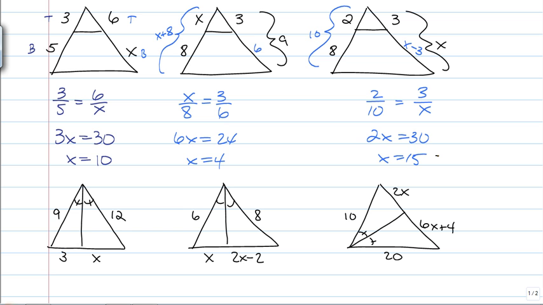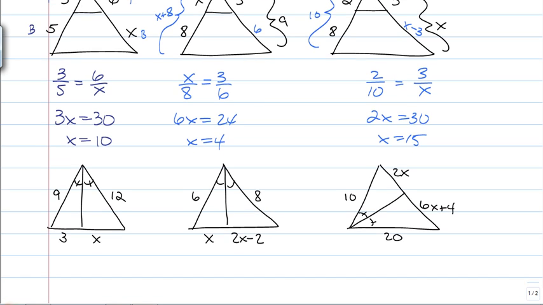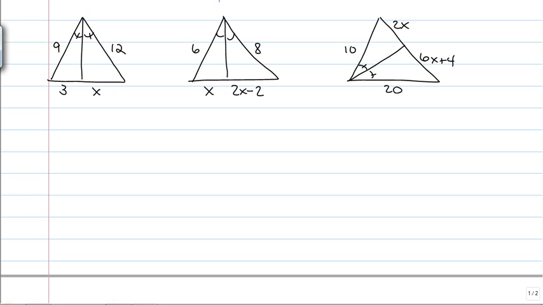All right, so that's some practice with the little triangle and the big triangle where you're only using the left and right sides. Here is some angle bisector stuff. So we have 3 over 9 is equal to x over 12. So 36 is equal to 9x, so we know that x is equal to 4.